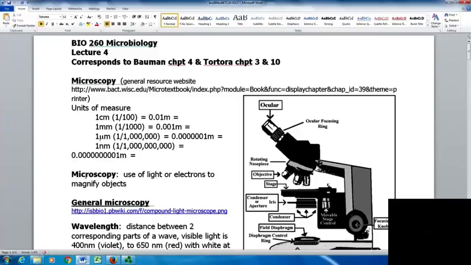Microscopy uses light or electrons to magnify objects. We do this a lot with microbiology because we're looking at cells, and the vast majority of cells are not visible to the naked eye.